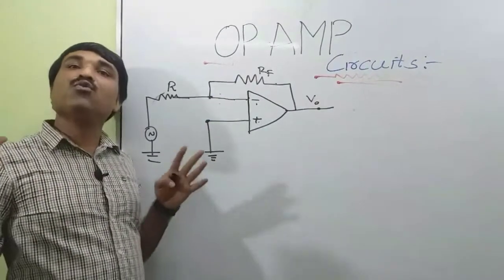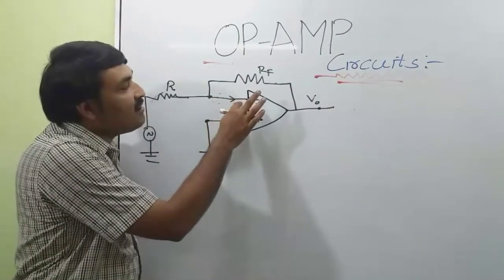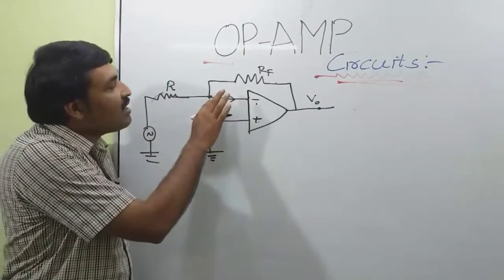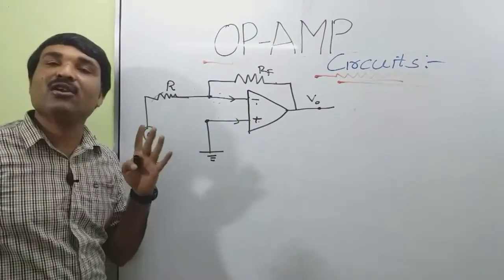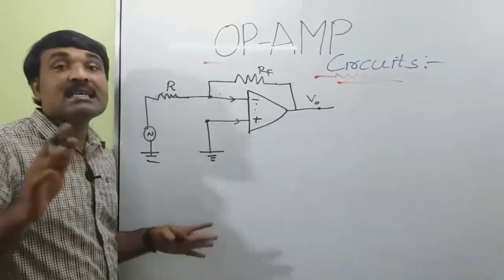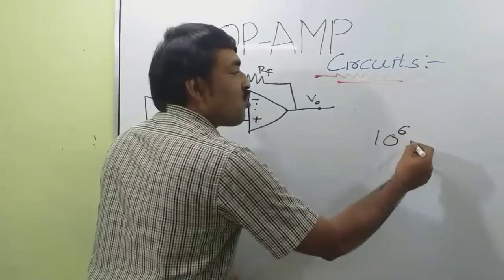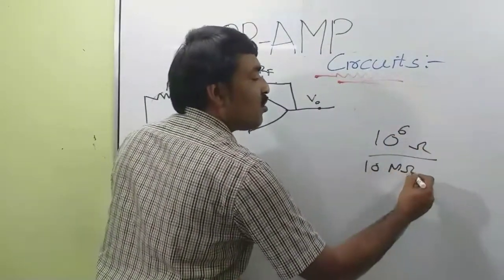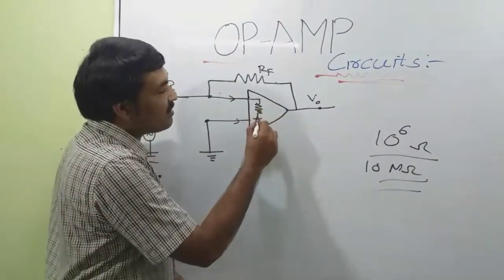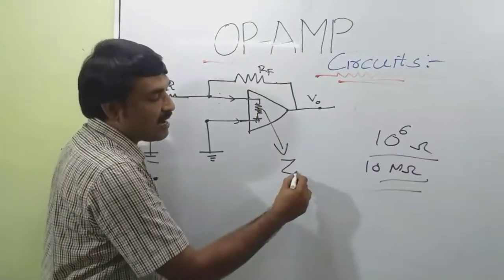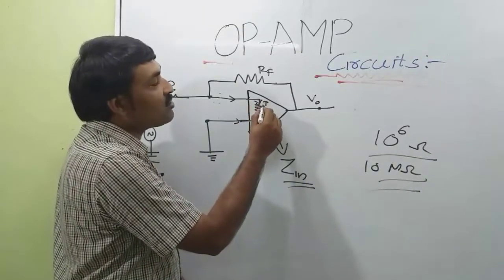Now, what is the concept of virtual ground? We are assuming no current going inside the op-amp. So no current is going towards this positive terminal. For an ideal op-amp, the input impedance is infinity. For a practical op-amp, it is very high, nearly 10 raised to 6 ohm or 10 mega ohm or more than this. We are assuming the input impedance, that I am drawing here, is ZIN. This is infinity, which means no current will flow to these terminals.